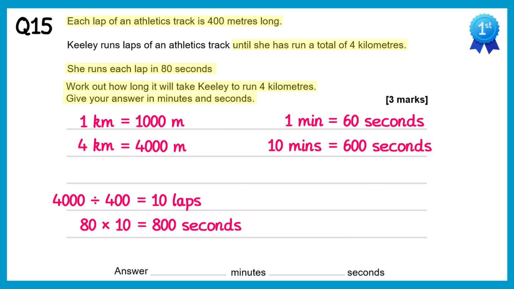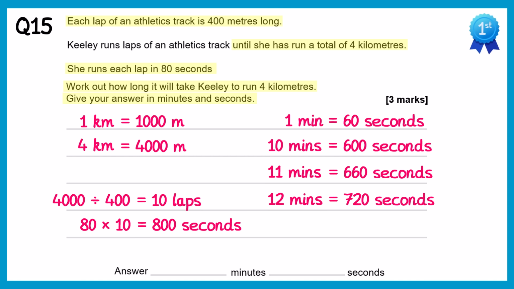Now we're trying to get to 800 seconds and 600 isn't too far away. If we add on another minute here to get 11 minutes, we need to add on another 60 seconds, so that'll be 660. Another minute would be 12 minutes, and another 60 would be 720. Another minute would be 13 minutes, and another 60 gives you 780. So we're now very close to 800. We can't add on another 60 or we'll go past it. So the answer must be 13 minutes, but how many more seconds do we need to get from 780 to 800? Well, that's just 20 more. So it's 13 minutes and 20 seconds.